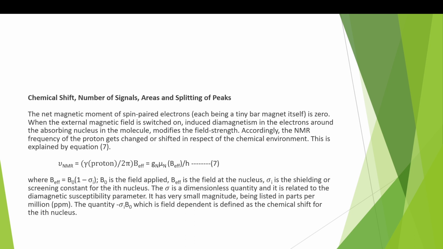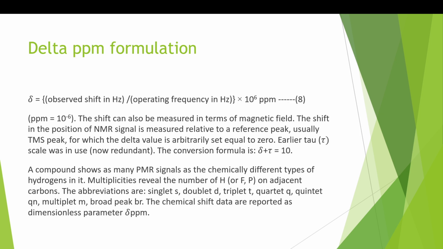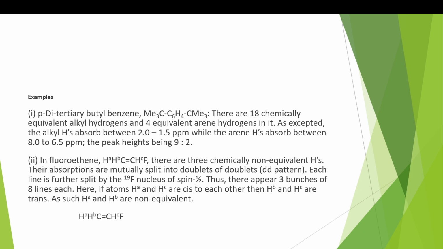The effectiveness of the NMR technique depends on a phenomenon called chemical shift. The line diagram of delta scale is shown here. And delta in ppm is calculated by the formula given in equation 8. Examples: di-tert-butylbenzene, 2 signals; chloroethylene, 3 signals.